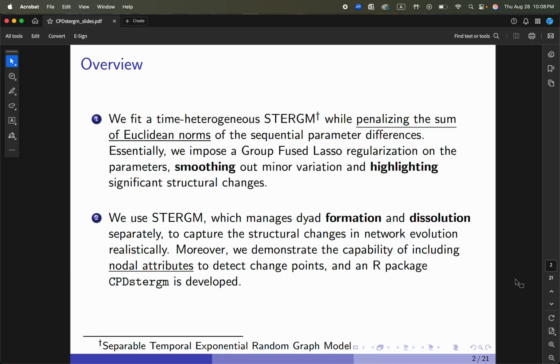We use the separable temporal ERGM, which manages dyad formation and dissolution separately to capture the structural change in network evolution realistically. Moreover, we demonstrate the capability of including nodal attributes to detect change points, and an R package is developed to implement the proposed method.